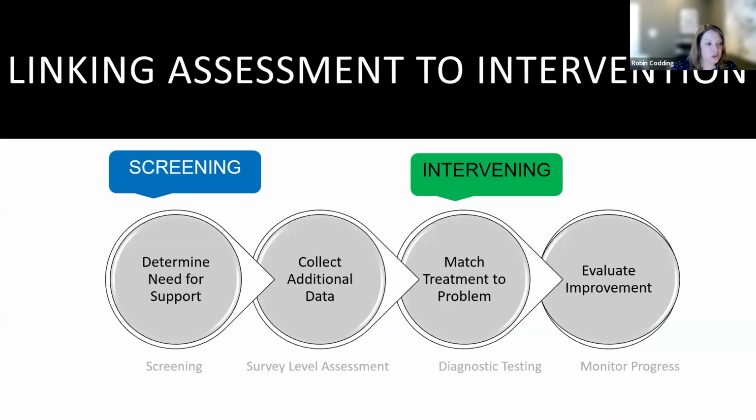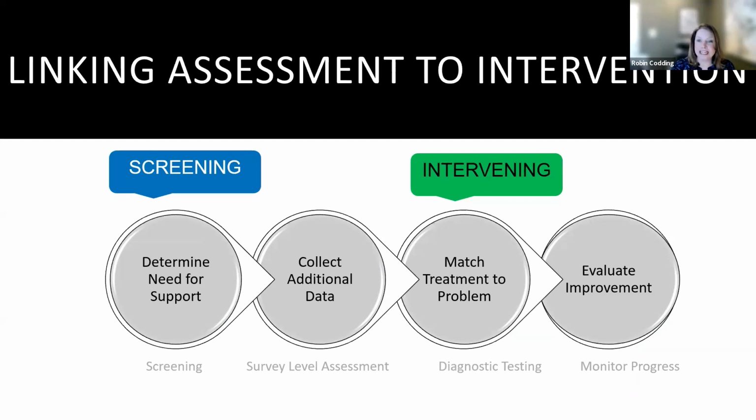Each of these decisions, screening, intervention planning, and progress monitoring, are connected in a continuum that begins with determining the need for support. So that's where we start. We start with screening. Then we're going to collect additional data, and I'll talk about using survey level assessments for that purpose. Then we're going to match treatment to problem.